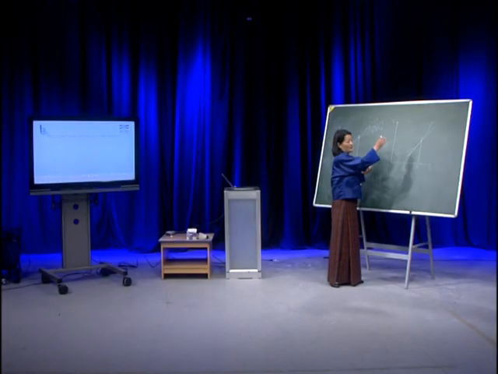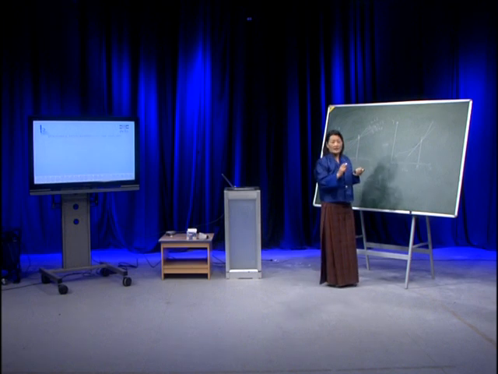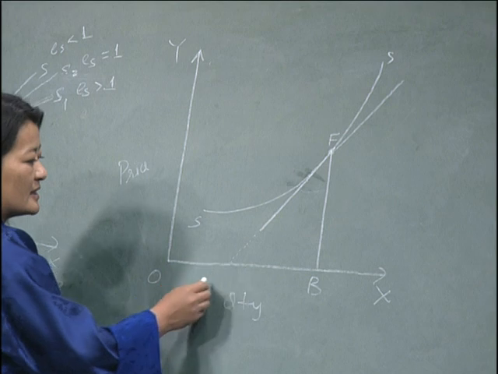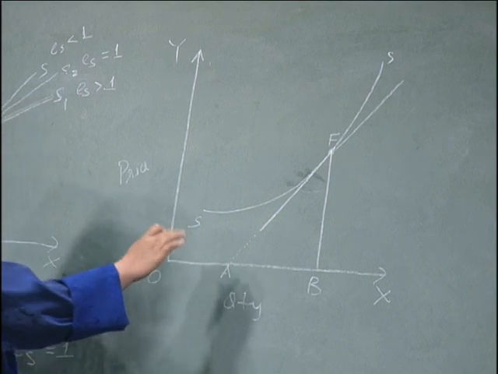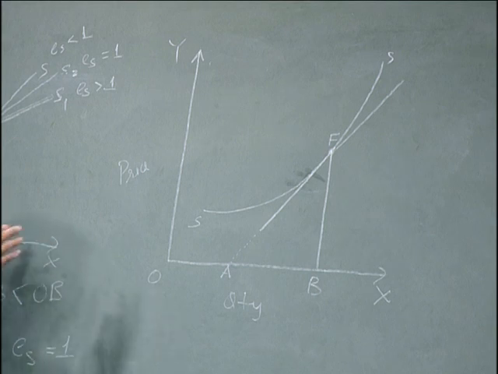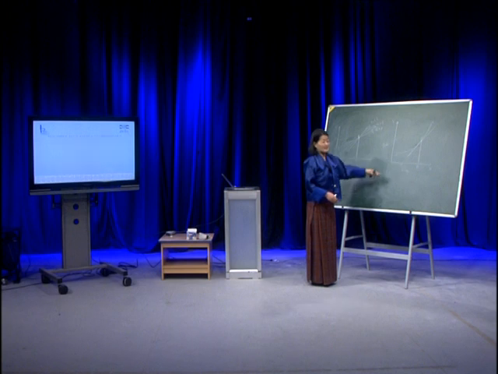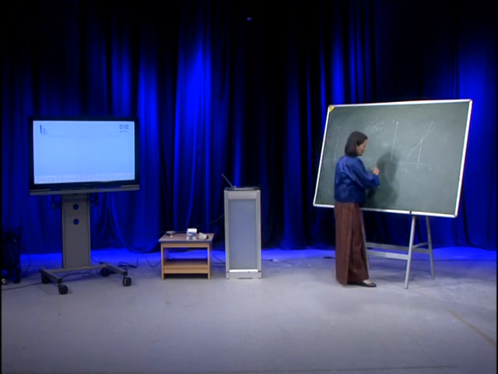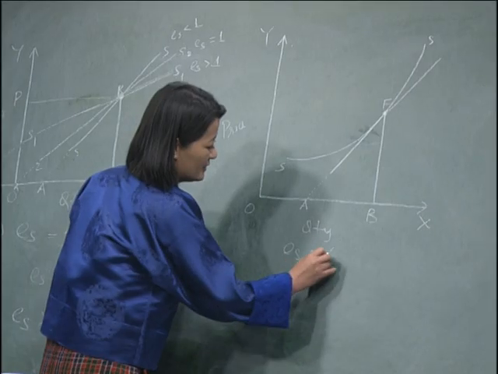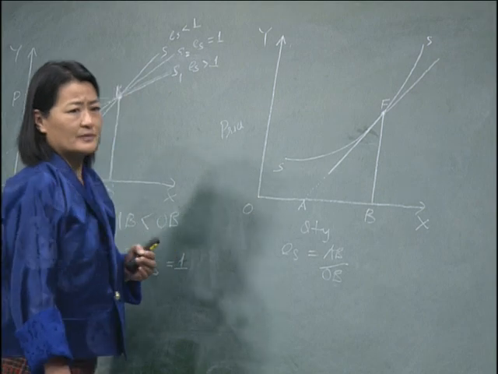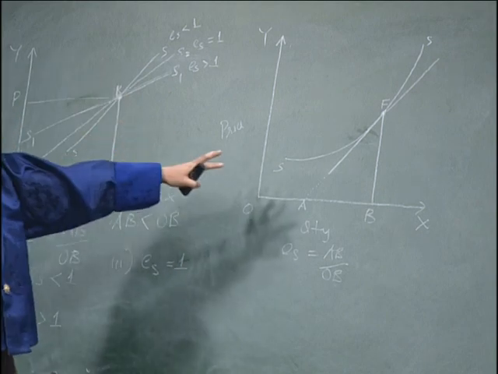Now, after drawing the straight line that is tangent to point F, the next step is you will extend the line till it meets point A on the x axis, like you have done for the earlier problem. So, you are going to apply the same formula here after extending the straight line: AB by OB. The same analysis is going to apply here also.